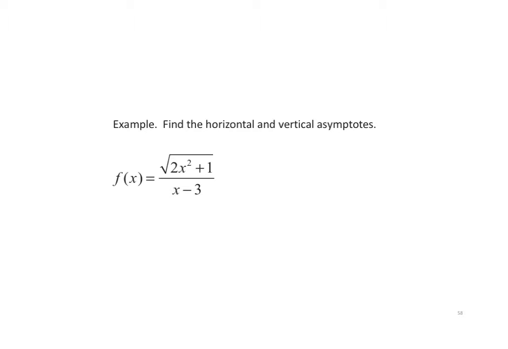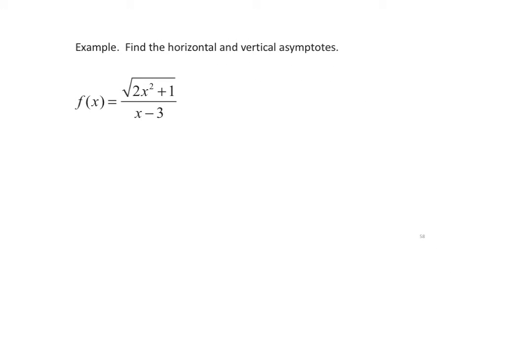In this next example, we're going to layer on the finding of not only the horizontal asymptotes, but also the vertical asymptotes. So we're going to remind ourselves how to do that. And another thing we're adding to this is, well, now we have a square root involved. So how do we deal with that?